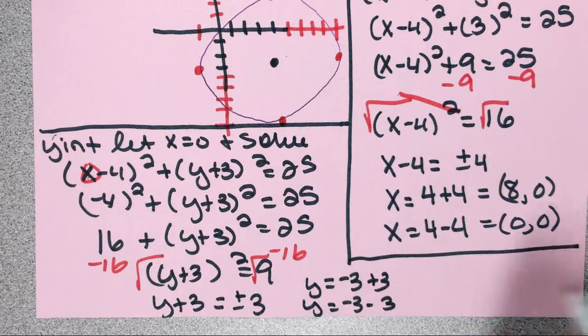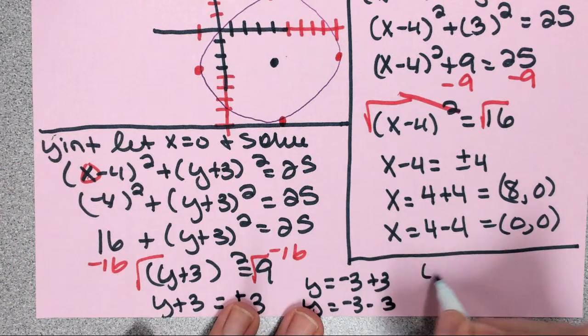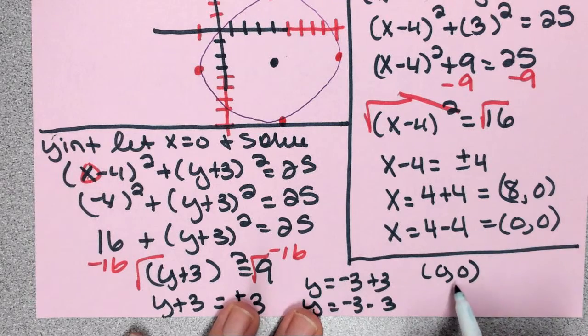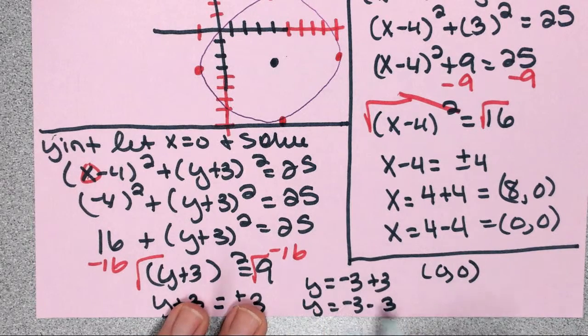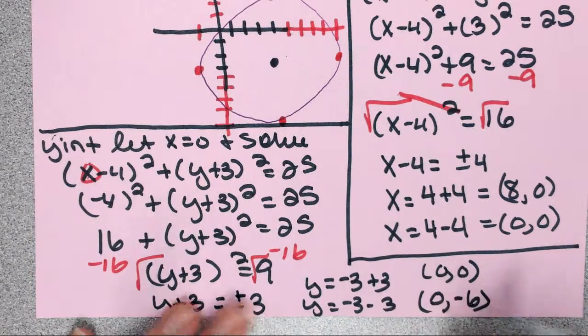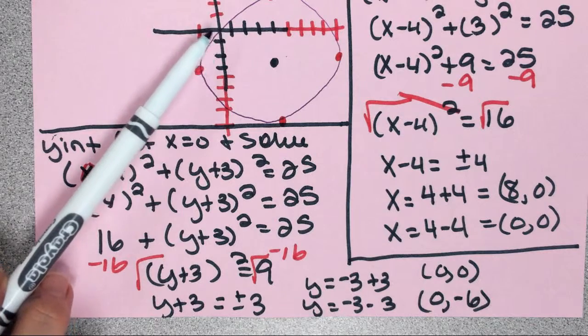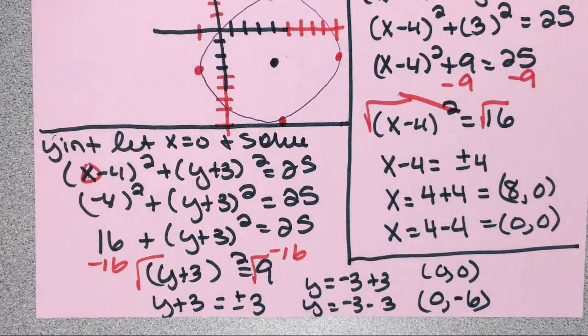What is negative 3 plus 3? So we have a y-intercept at (0, 0). What is negative 3 minus 3? So my second y-intercept is at (0, negative 6). When you look at your picture, it should make sense. Tell me what questions you have. It's a lot of work. Like I said, I know it's a lot of work.